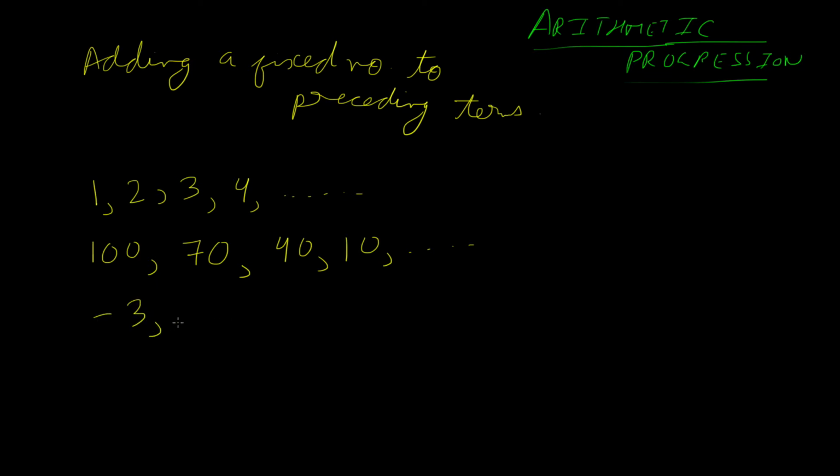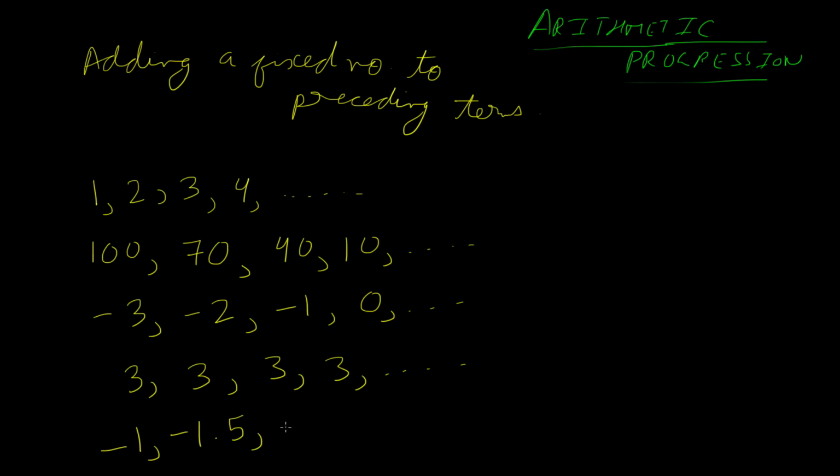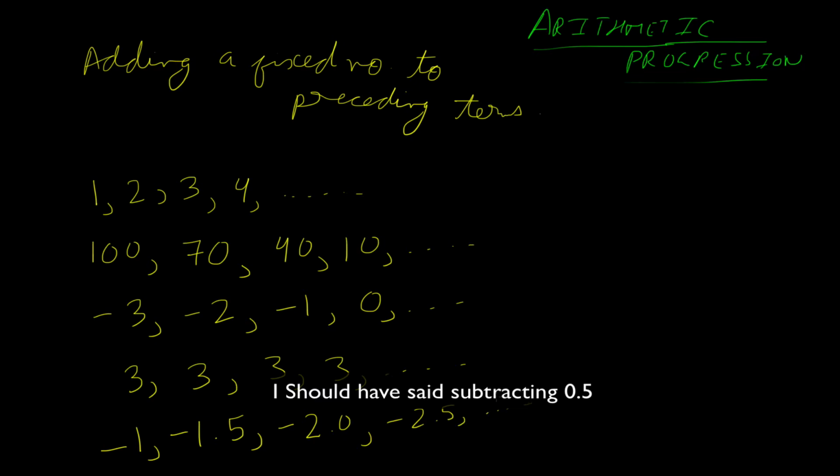Another is we have, let's say, minus 3, you add 1, you get minus 2, minus 1, 0, and so on. Another is also, let's say we have just 3, 3, 3, so we are just adding 0 or subtracting 0 in this one. Let's say we have something like minus 1, then we are adding minus 0.5 or subtracting 0.5, whatever you would like to say, minus 1.5, minus 2, minus 2.5, and then so on. So all these are examples of arithmetic progressions. All of them are the succeeding terms being obtained by adding a fixed number to the preceding terms.